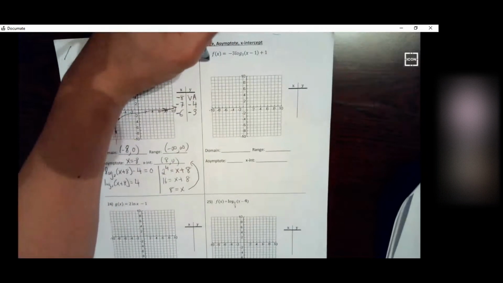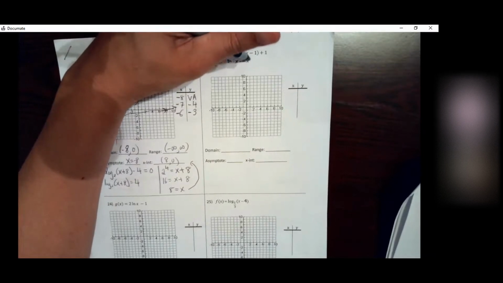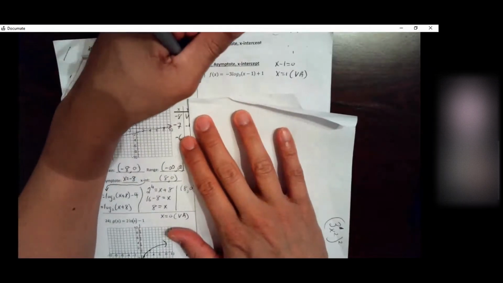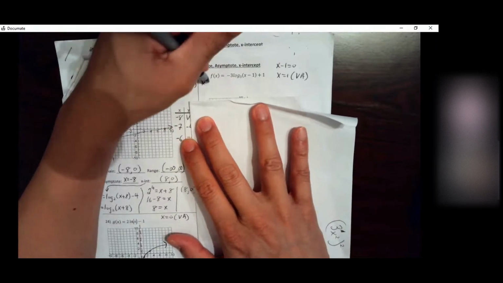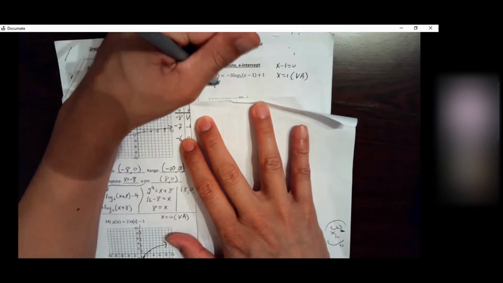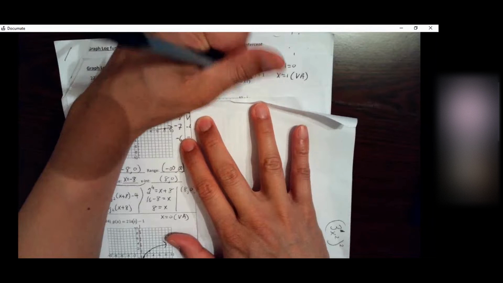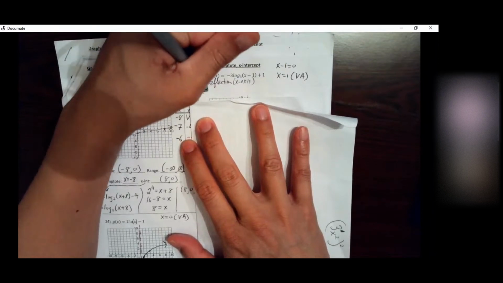Okay, next one. Reflects over the x-axis. Stretches by 3. Shifts to the right by 1 unit. And then shifts up by 1. Okay. Vertical asymptote is equal to 1.